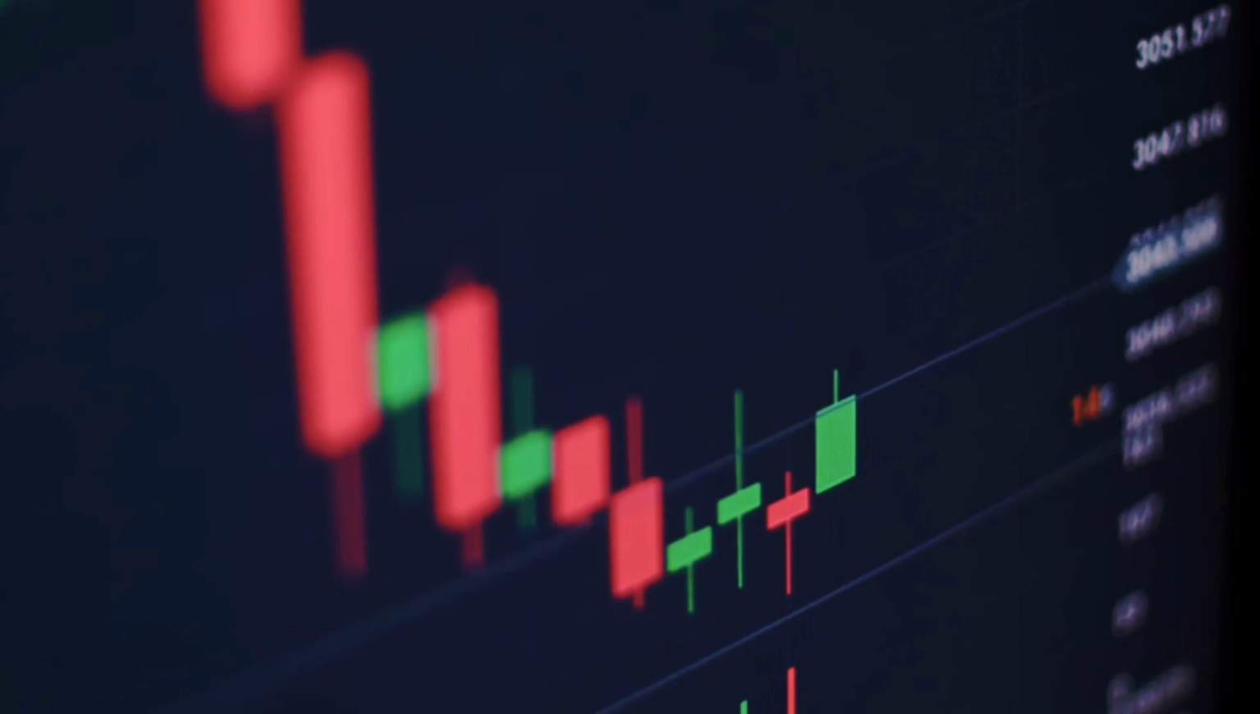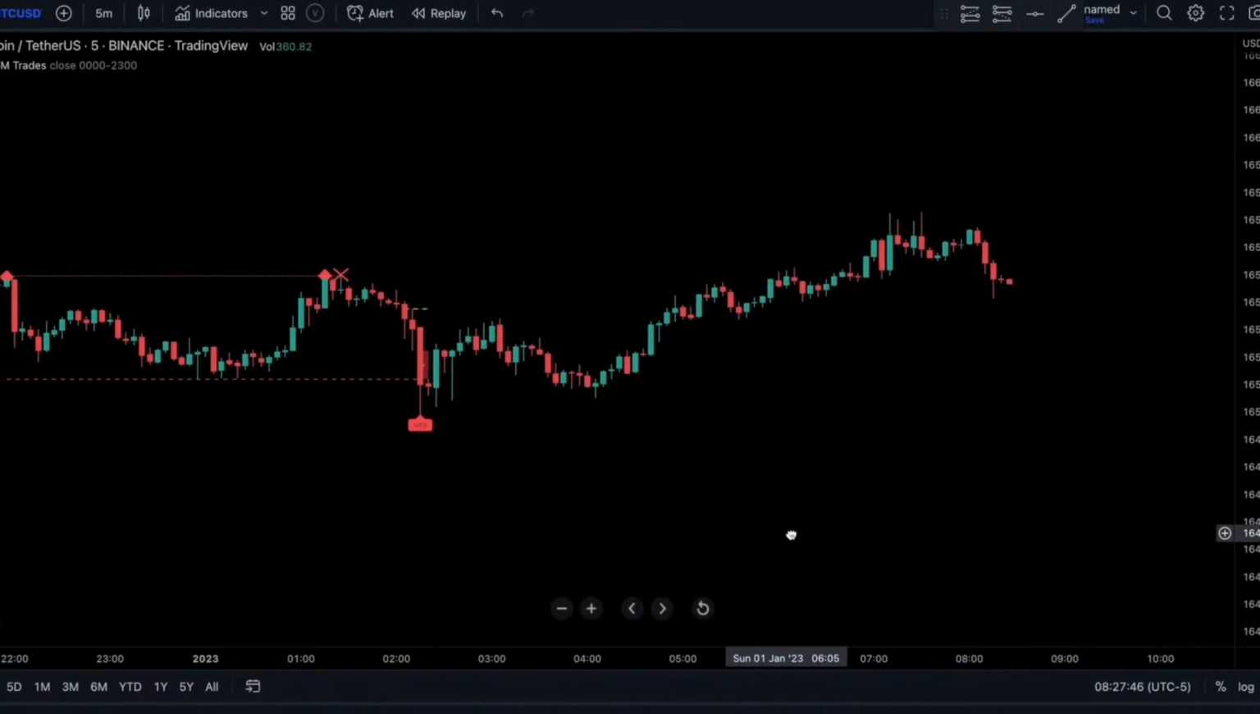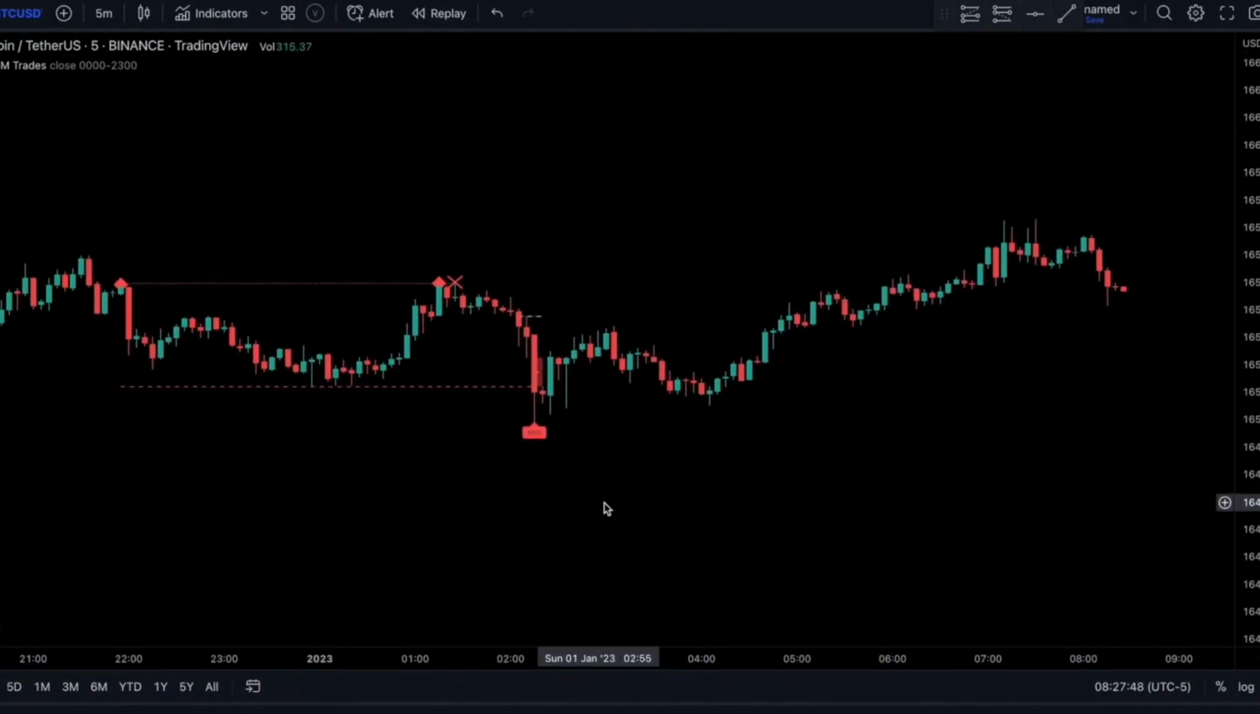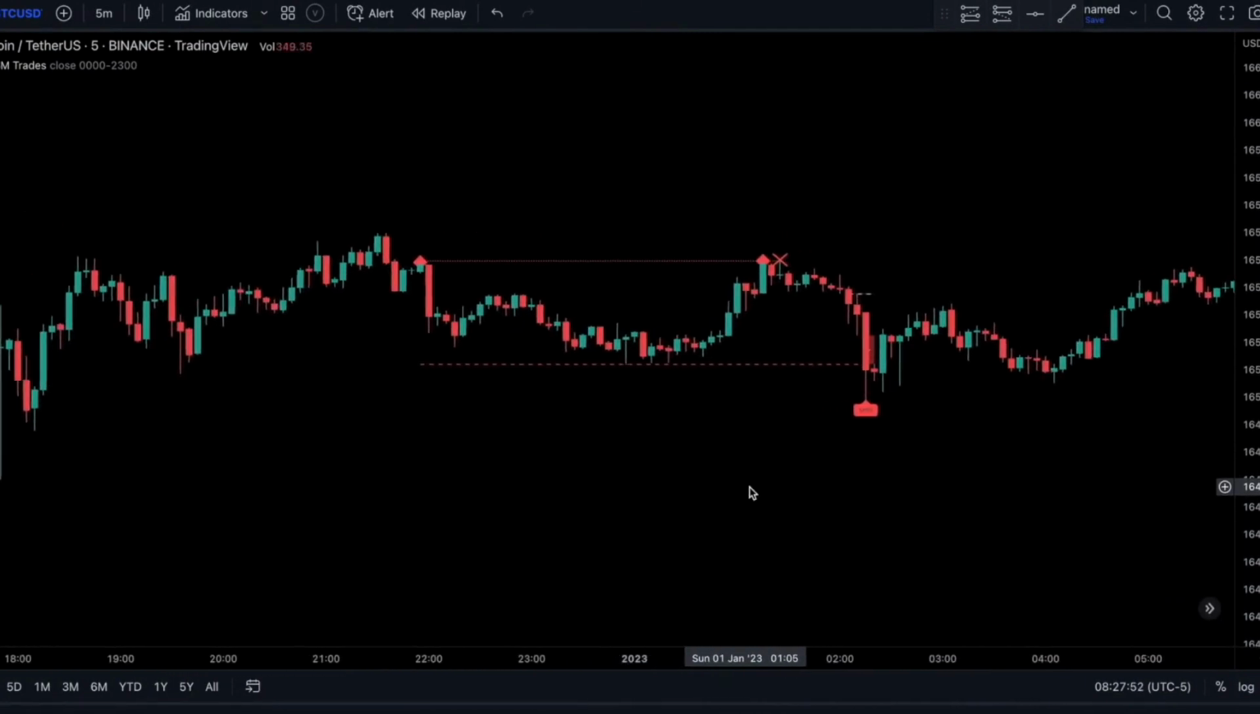This video explains how to work with one of these concepts, the ICT fair value gap. Okay, we are currently on the Bitcoin 5-minute time frame. Before we get into how to utilize the fair value gap indicator in your trading, let's first talk through what a fair value gap is.